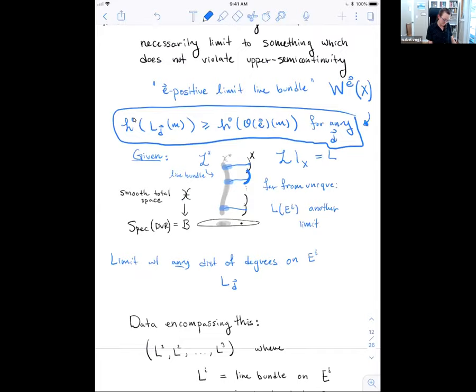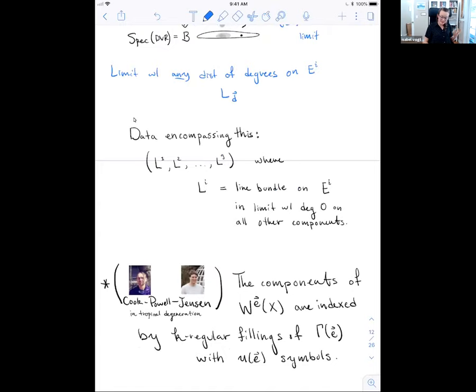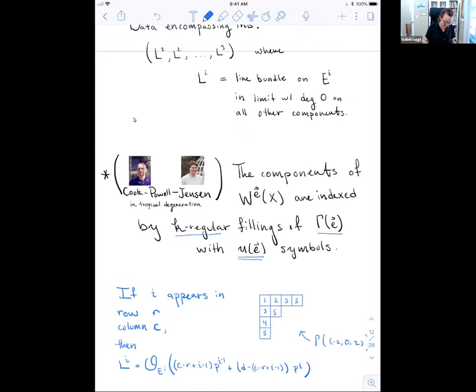Okay. So the components of W^E(X) are indexed by a very nice combinatorial object. They're indexed by k-regular fillings of a certain Young diagram, which I'm going to call γ(E), associated to the splitting type E. And I'll tell you how to build this a little bit later. And these fillings use exactly the codimension number, u(E), of symbols. And I'm going to say what k-regular is. But let me just give you a little example. So here's an example of a filling and an example of one of these Young diagrams for the splitting type (-2, 0, 2), which is everyone's favorite small example where it's not a determinantal locus.